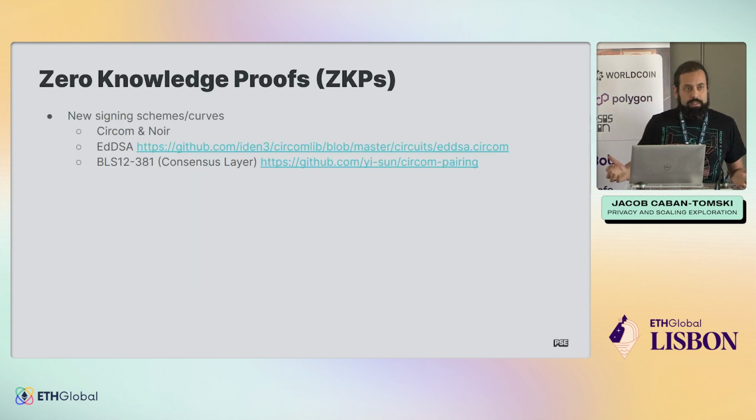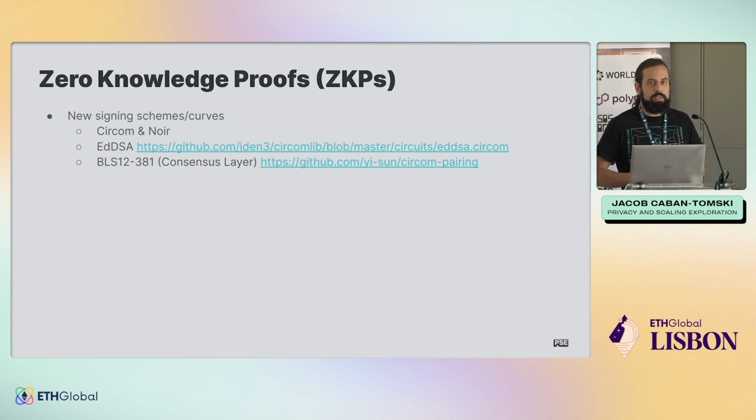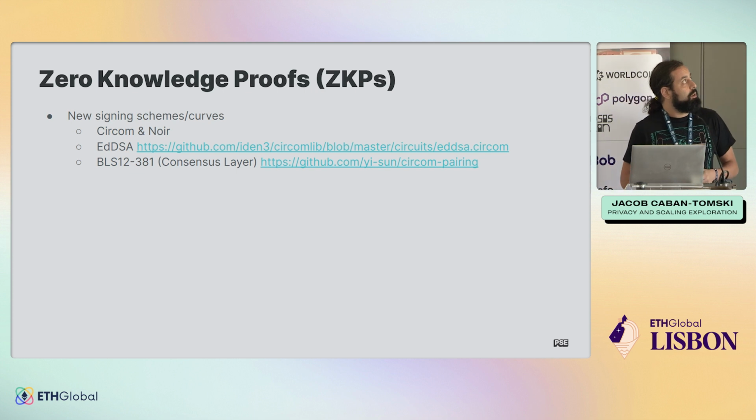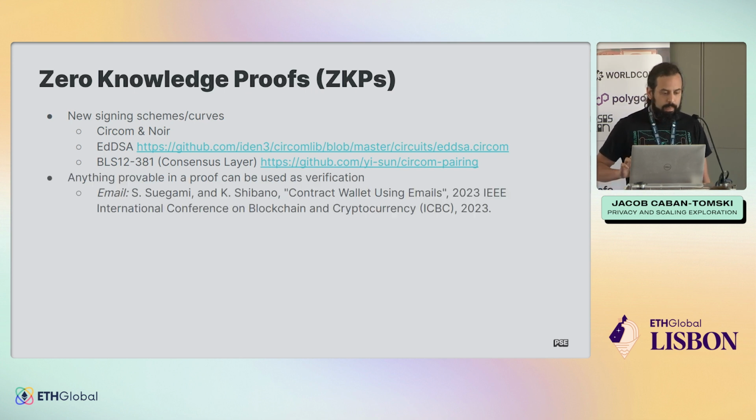This opens up a lot of different possibilities, such as using new signatures and curve schemes that the EVM does not support. So anything we can implement in CIRCOM or newer DSLs such as Noir can be used. For example, you can already do EdDSA signatures inside of CIRCOM, so you could use that for verification in a smart contract wallet. You can also use newer BLS curves, like BLS12-381, which is what the current Ethereum consensus layer uses to validate those. But really, we can also do anything that's provable inside of a proof as part of that verification.